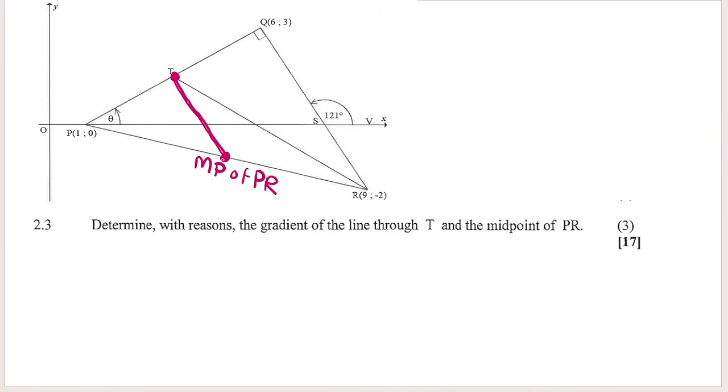Now, what we know about a midpoint is that that distance over there will be equal to that distance because it's a midpoint. If that's a midpoint of PR, then that will be half of the line and that will be half the line. That's what midpoint means. It means it's halfway through. And we know that T is the midpoint of PQ. That means that that is equal to that.